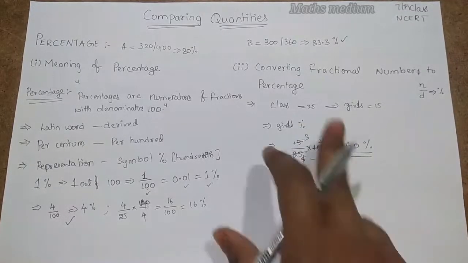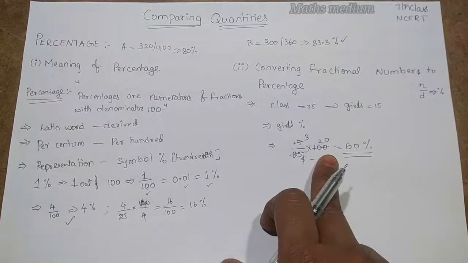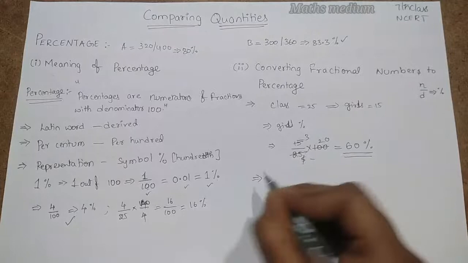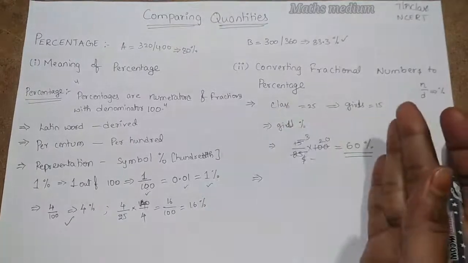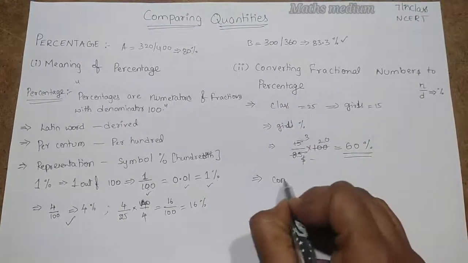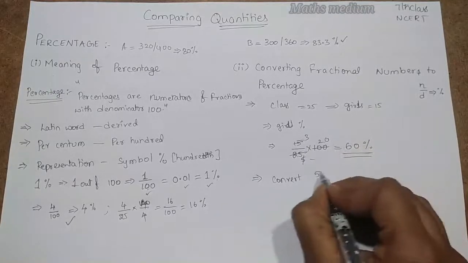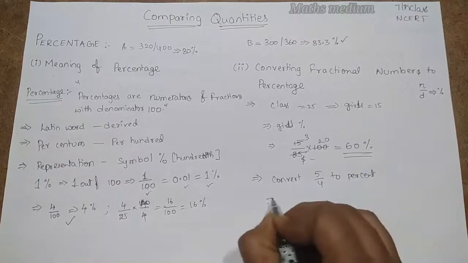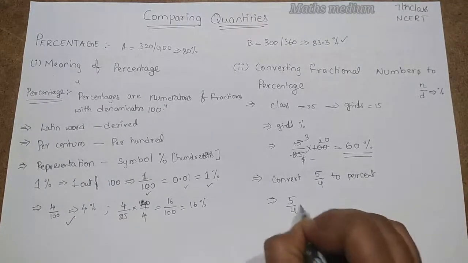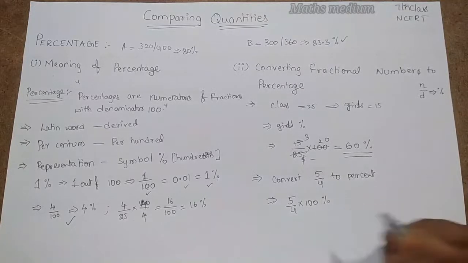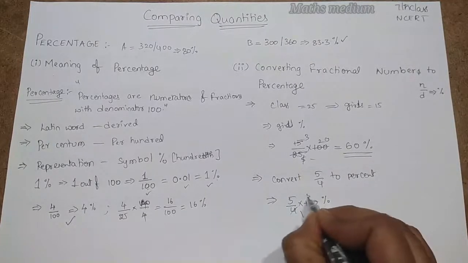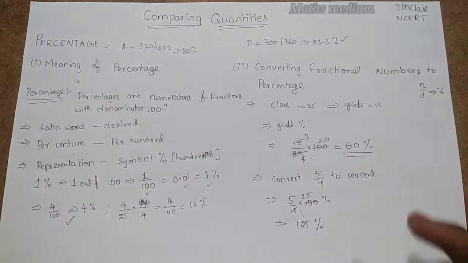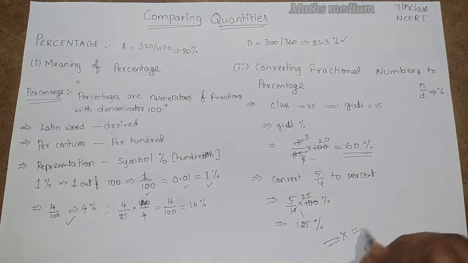So that is converting a fraction to a percentage value. This was the unknown value to find, the girls' percentage. If it is given directly to convert a fraction to a percentage, like convert 5 by 4 to percent, how? Take similarly 5 by 4 into 100%. 4 ones are 4, 4 twenty-fives are 100, therefore 25 fives are 125%. So this is converting fractions to percentages.